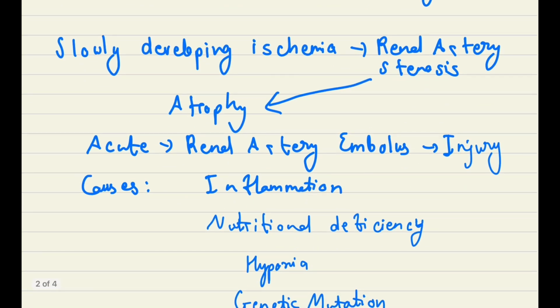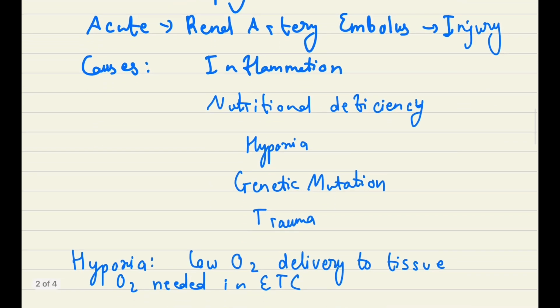If ischemia is slowly developing, like in renal artery stenosis, it results in atrophy, whereas in acute ischemia, like in renal artery embolus, injury occurs. The common causes of cellular injury include inflammation, nutritional deficiency or excess, hypoxia, trauma, and genetic mutation.